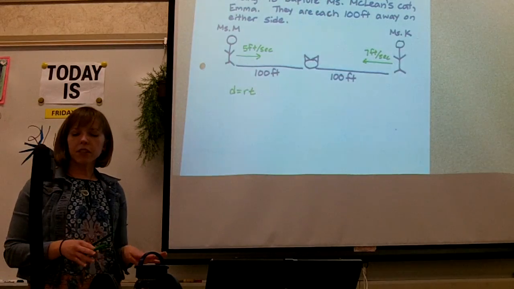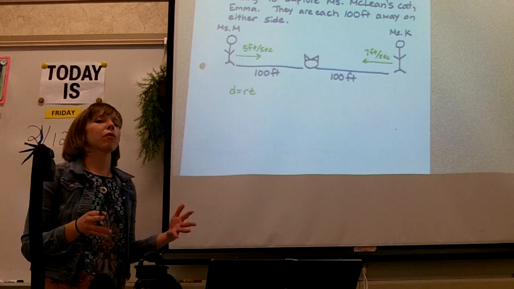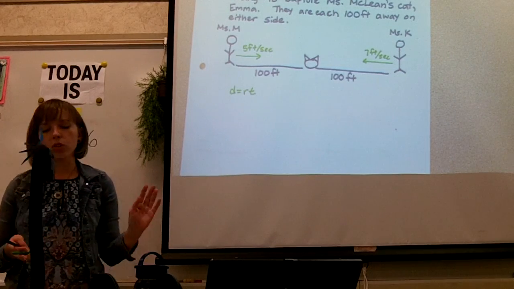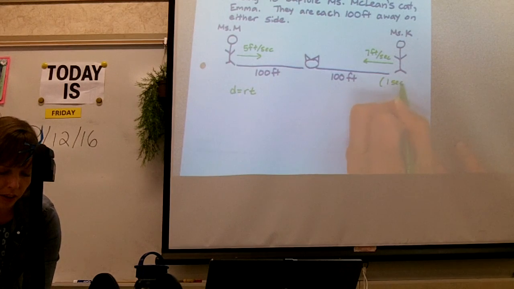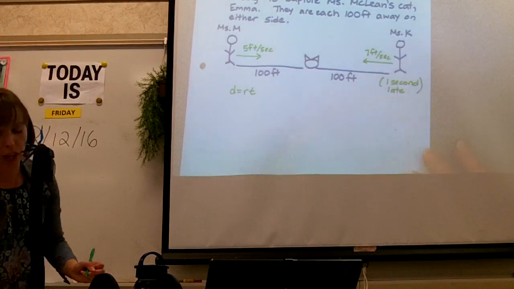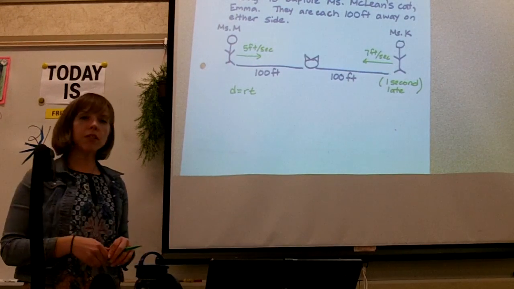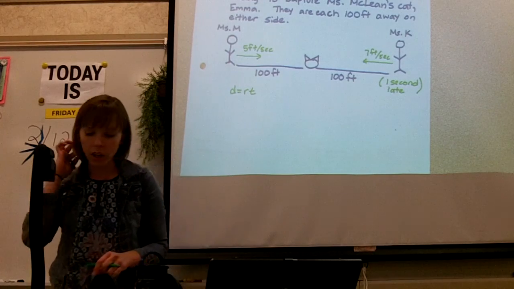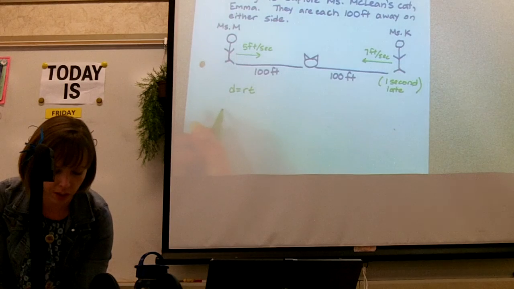But let's make this a little bit more challenging, and let's say that she maybe trips when we start racing, and so she starts a second late. So 1 second late. So yeah, she's going faster, but I don't know if she's going to get to my cat first, so let's find out. So we need to write some parametric equations for me and Ms. Kruppel.